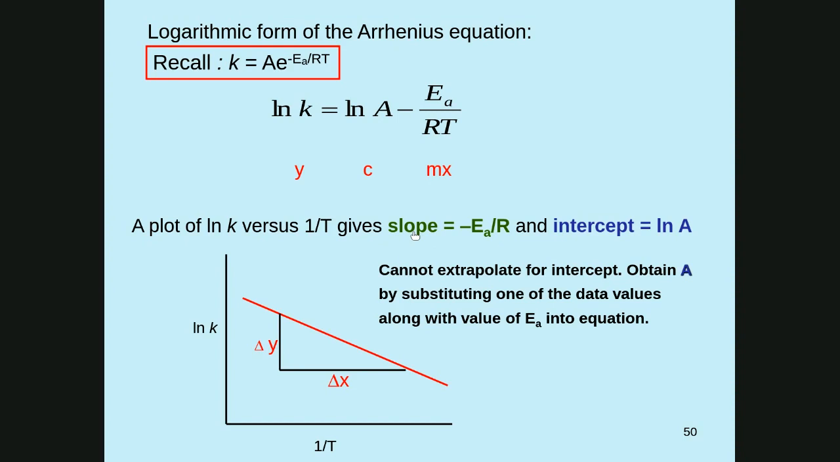And then from the intercept, the value at 1/T equals 0, you obtain the logarithm of A, and you take the exponential of that, and you have A. So the two Arrhenius parameters can be obtained by plotting your data in this form.